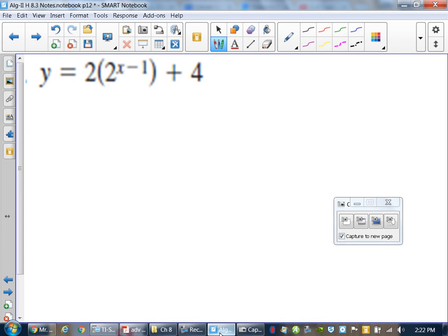And I want to go through this and just do a quick rough sketch via parent function and shift. And I want to list out my ordered pairs. Just kind of go through the whole list here real quick and see how it goes. So we have y equals 2 times the quantity, 2 to the x minus 1, all plus 4.